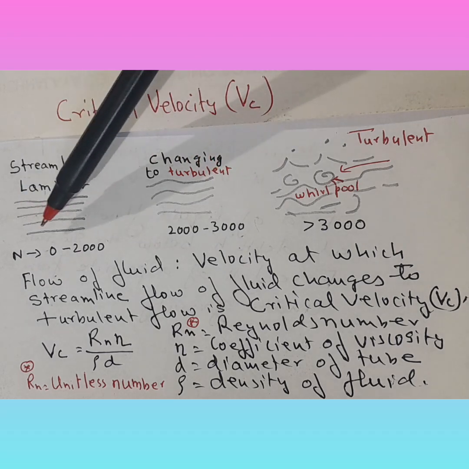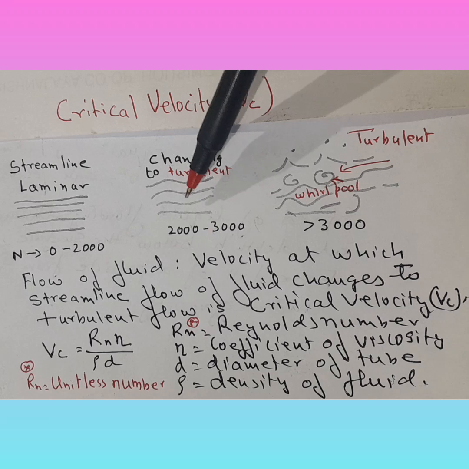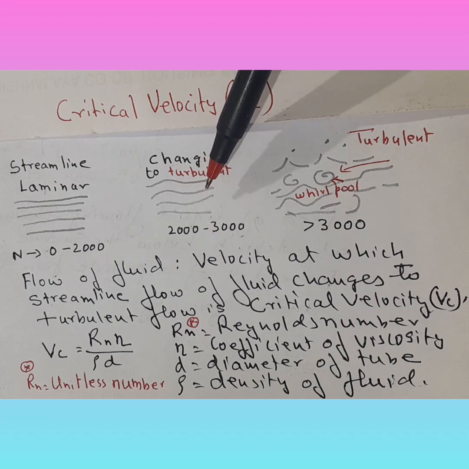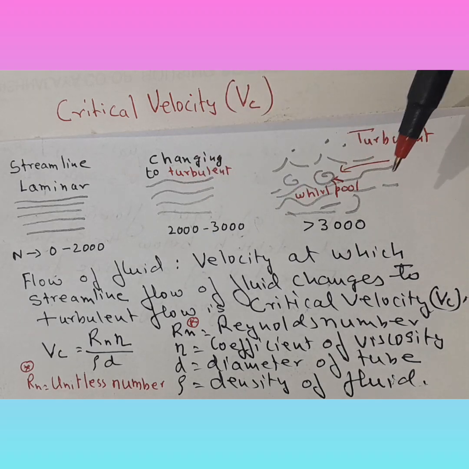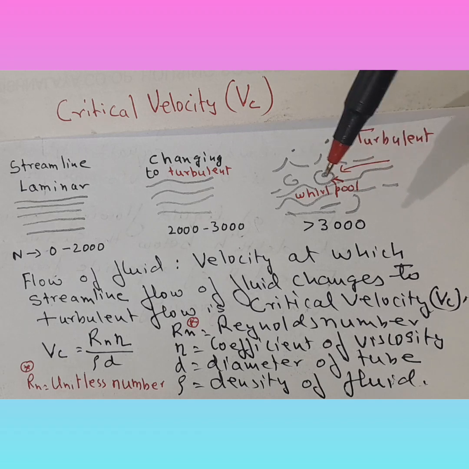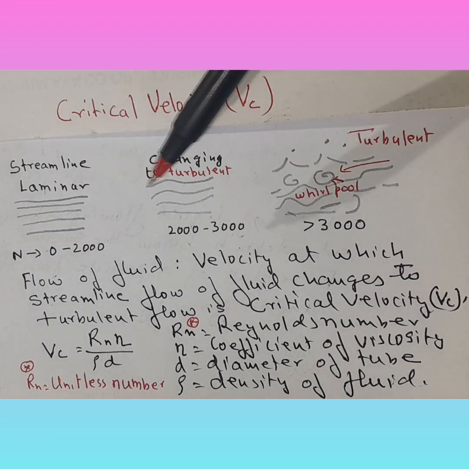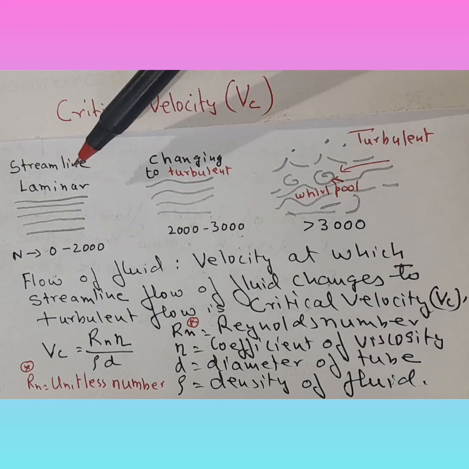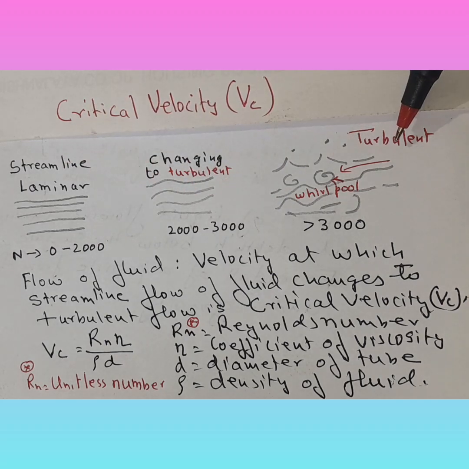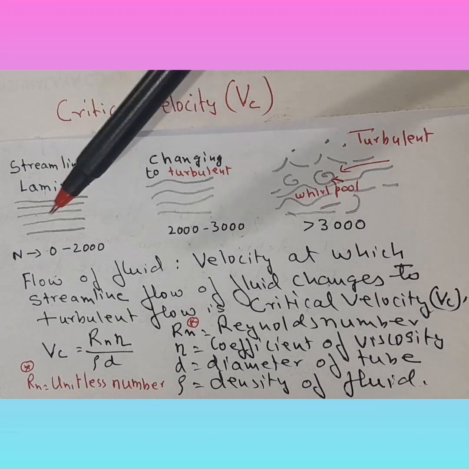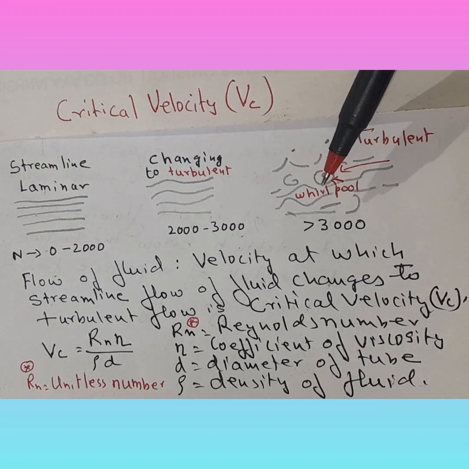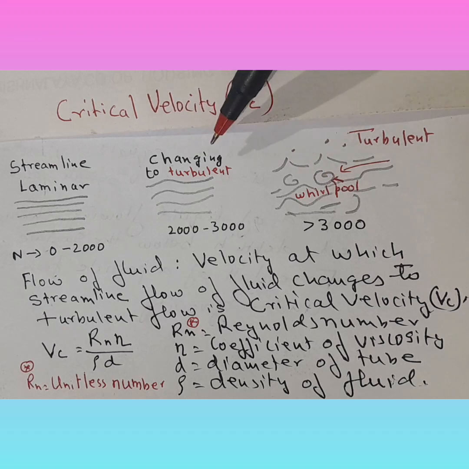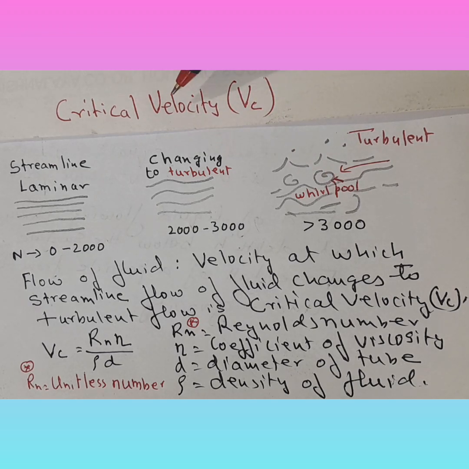You see here laminar, whereas here you are finding disturbance, and then it gets totally turbulent. Ocean, totally turbulent, where you also have whirlpool and you find it all going in a haphazard way. Now this situation where streamline flow is to be converted to turbulent flow, that velocity is known as critical velocity.